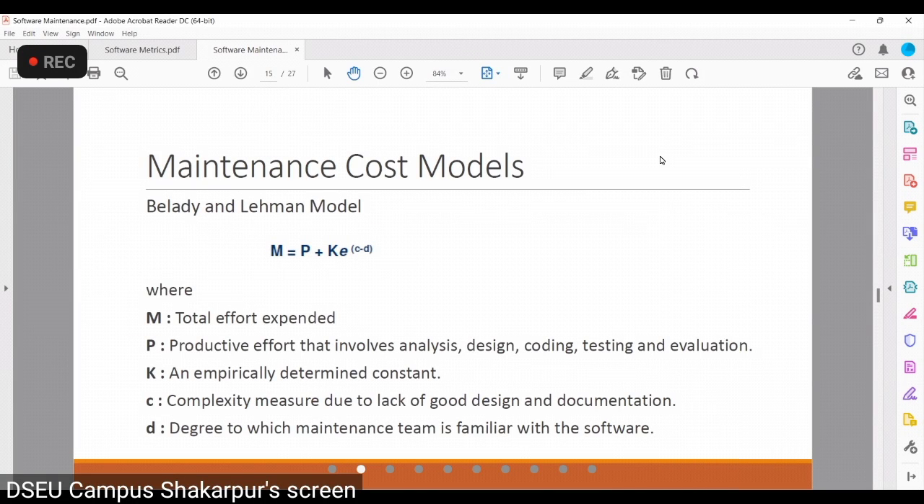कभी कभी आपके पेपर्स में ये आ सकते हैं, so we will just do this. सिंपल फॉर्मूले हैं जो आपको याद करने हैं। First, maintenance cost model है, that is your Pelletier and Lehman, that is M is equal to P plus K e to the power C minus D. Just read these constants, I'll come in just 1 minute.